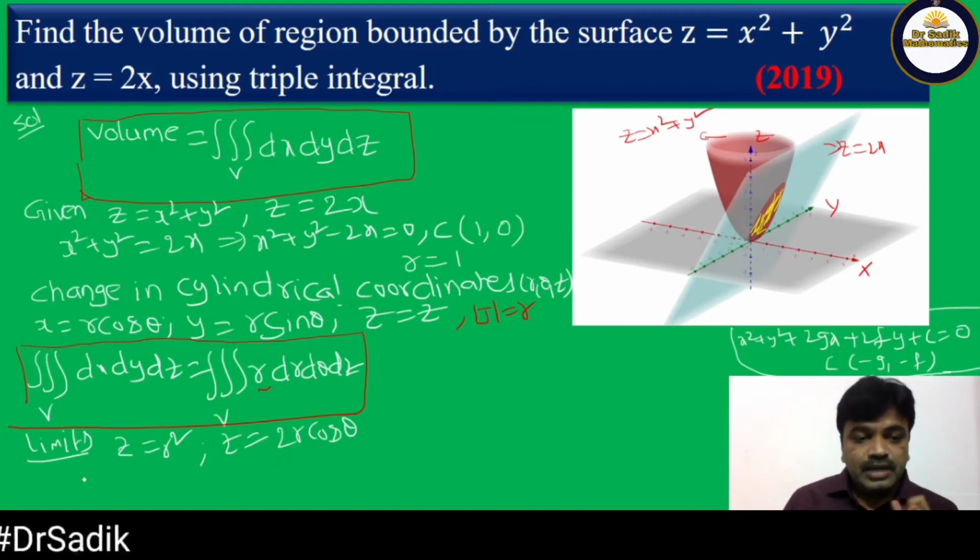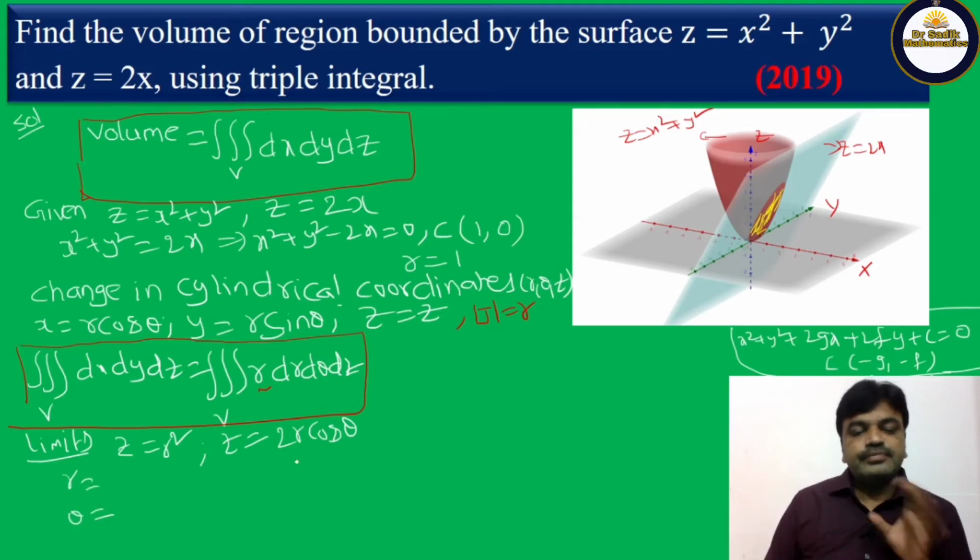And what about r limits and theta limits, friends? If you find r and theta limits, we can substitute here and evaluate the integration easily. How do we find r and theta limits? In the xy plane it represents a circle with center (1, 0) and radius 1. So draw a circle, friends, with center.